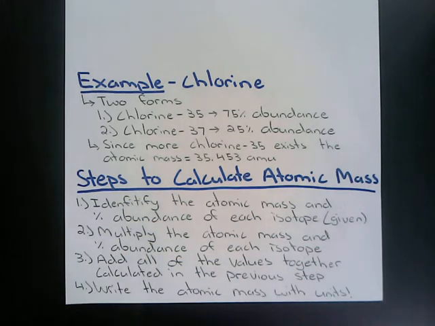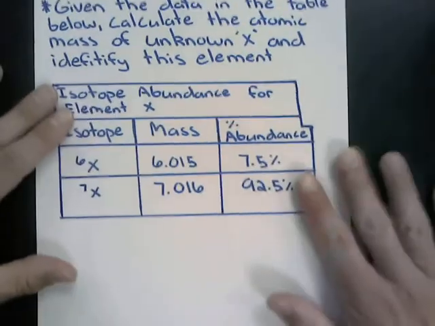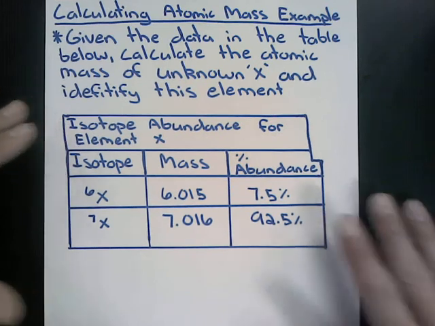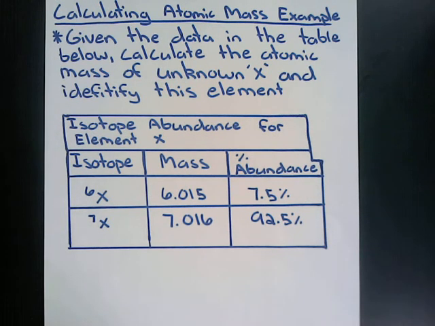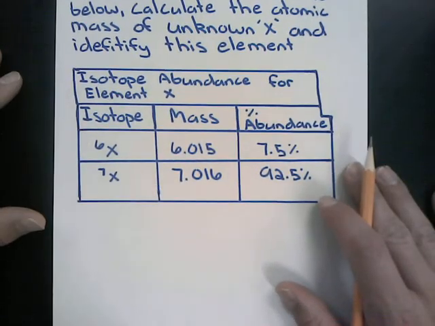Okay, so we're going to try a quick example, and then we will be good to go for notes for this section. So I'm going to transfer the pages, and we're going to get this example. We are given the data in this table below, and we want to calculate the atomic mass of this unknown element X and identify what it is. So again, those percent abundances and the atomic mass of each isotope will be given to you in a chart or in a word type of format in a question.